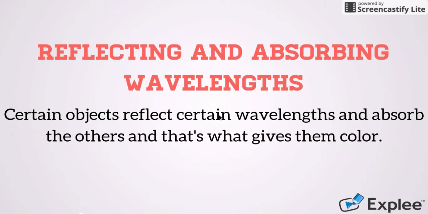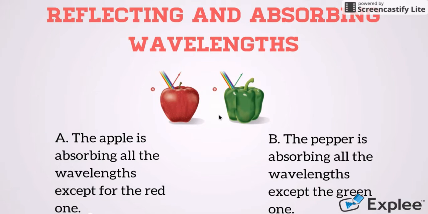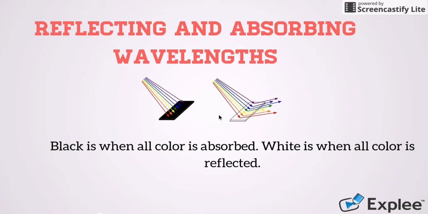Objects have a certain color because that is the wavelength that object reflects back into the eye. For example, an apple is red because it absorbs all wavelengths except for red, and the same goes for why a pepper is green. When it comes to black and white, black is when the object absorbs all color, where white is where all wavelengths of color are reflected off.